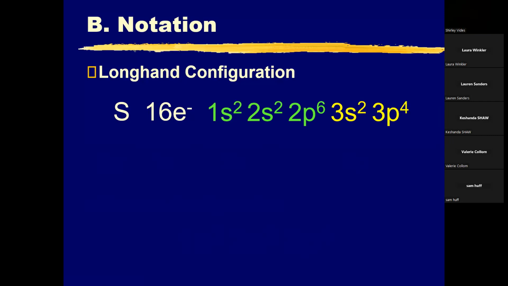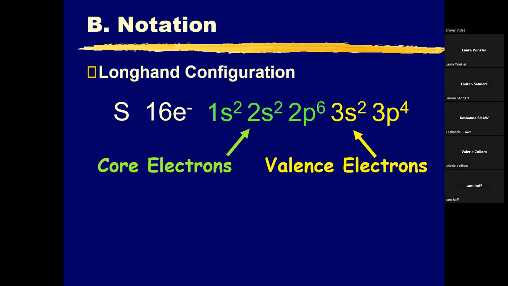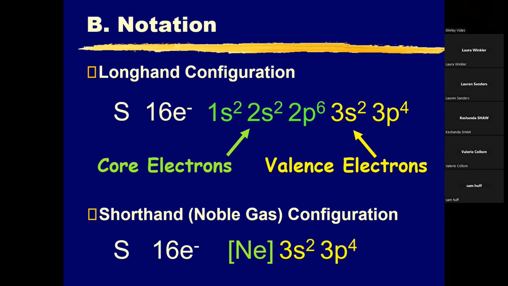Okay, so you notice they're different colors. The reason is that there is a short form of this same configuration, and it uses a noble gas. The noble gas it uses is what is known as the core electrons. So the core electrons are represented by a noble gas only. You cannot put anything else. So a noble gas that is within the configuration, which in this case is neon. So we put neon in brackets, and then we just put the rest of it going down. Okay, so that's the shorthand.